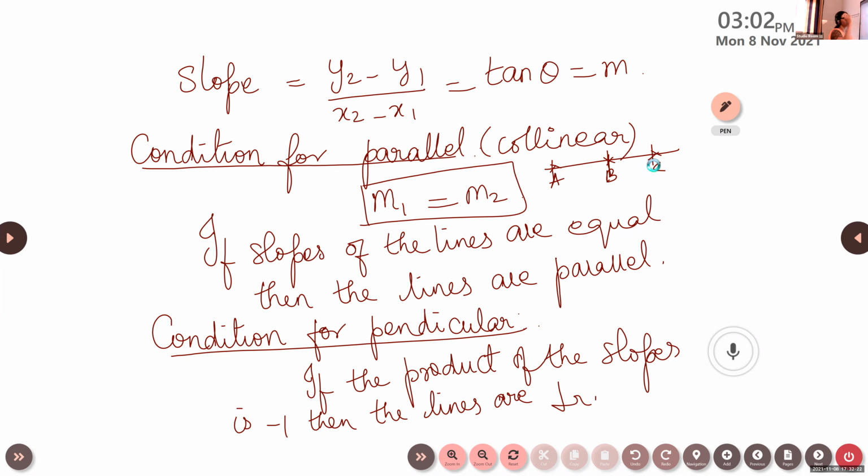Up to this point, is it clear, children? Condition for parallel and perpendicular, is it okay? Is it okay, Malavika, Samya, Pavitra? Okay.